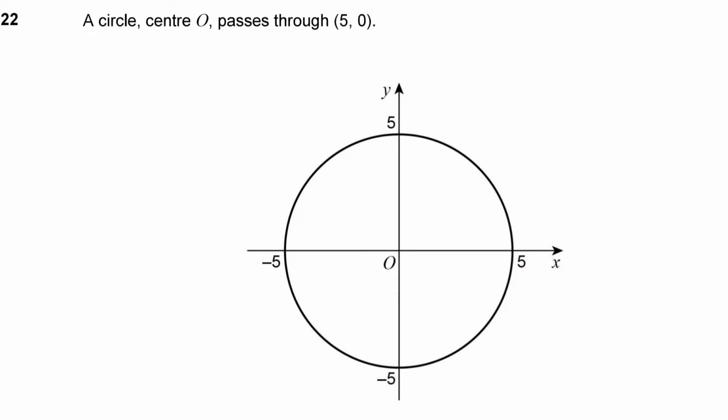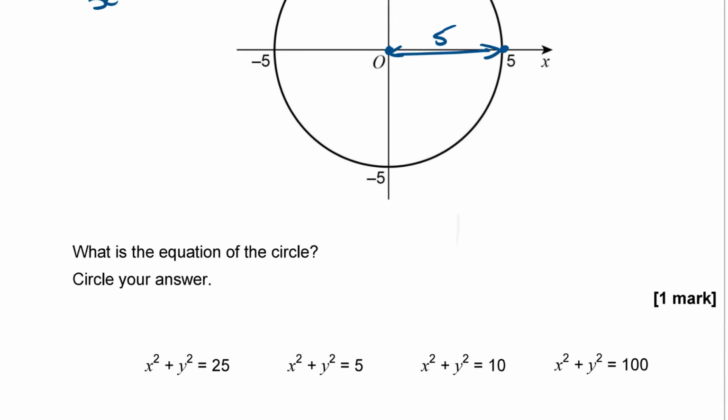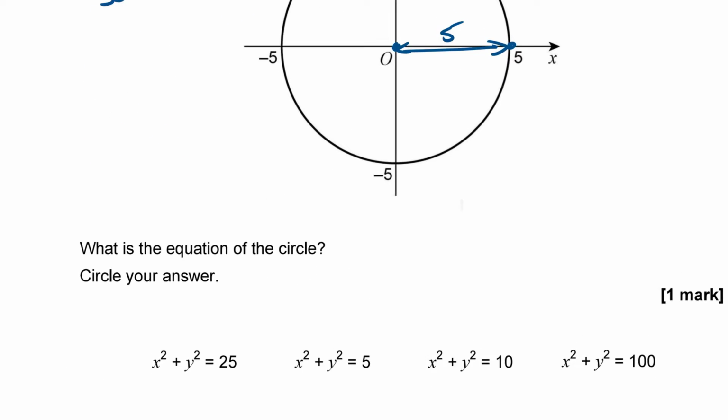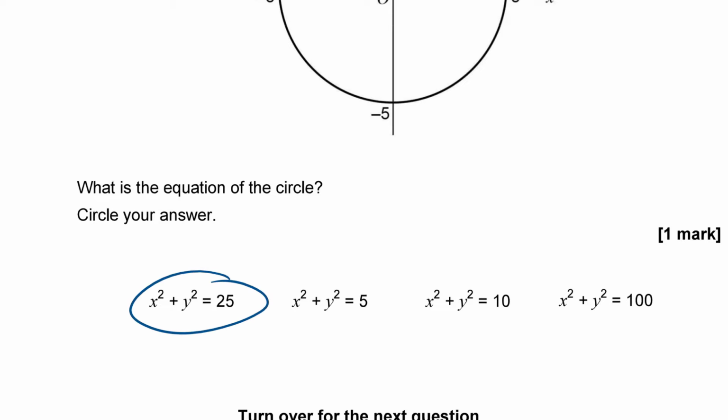Question 22. A circle centre O passes through 5, 0. What is the equation of the circle? Okay, so we've got the equation of the circle centered on the origin. Now you should know that the equation of a circle centered origin is of the form x squared plus y squared equals r squared, where r is the radius. Okay, so the radius of this circle is that distance there, which must be 5, because that coordinate is 5, 0. So the equation of this circle is going to be x squared plus y squared equals 5 squared, which is 25, that one there.